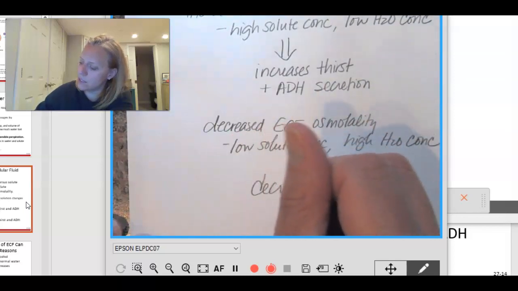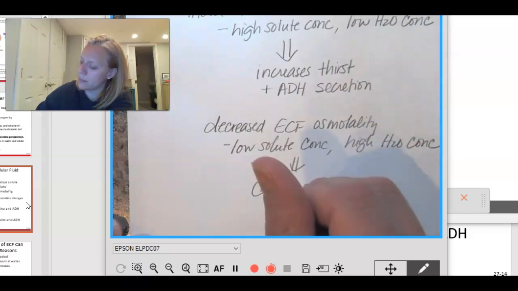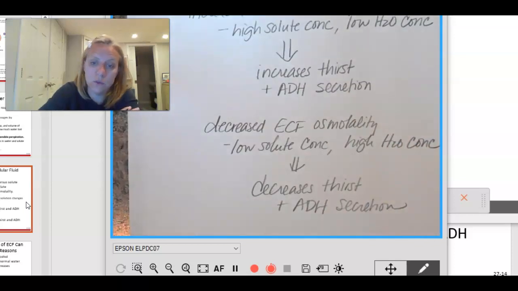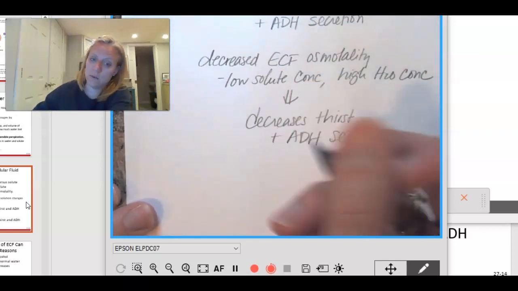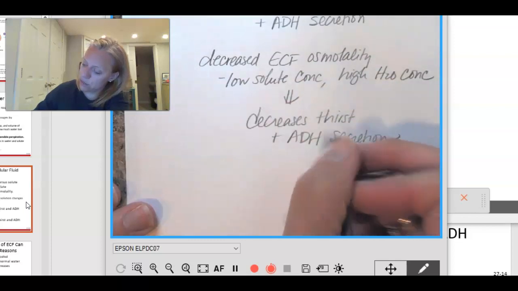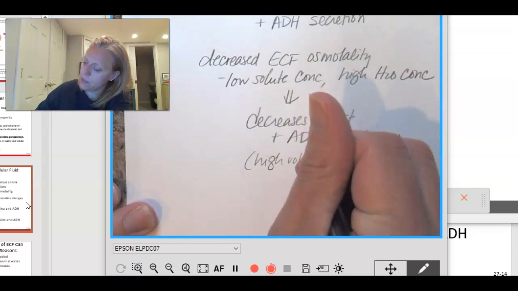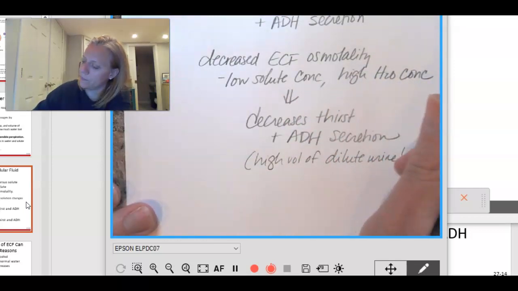So that decreases our thirst. And we don't secrete ADH. So what are we going to do? What's this going to do to our urine volume if we don't secrete ADH, right? I'm just going to review what we've learned before, but if we decrease our thirst and ADH secretion, we should have a high volume of dilute urine, right?